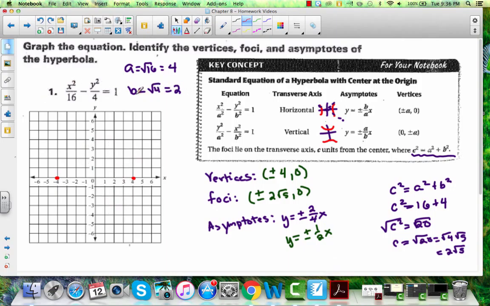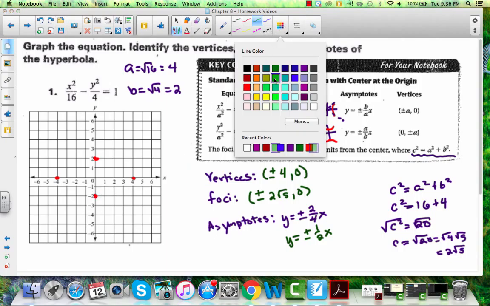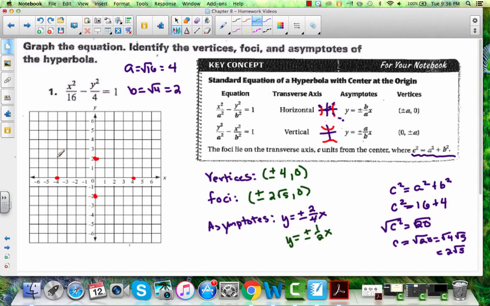So I'm going to go ahead and use my b and use that as a point for my y-axis. So I'm going to go up to 2 and down to negative 2. Now I'm going to create a box. The box is going to be the width.